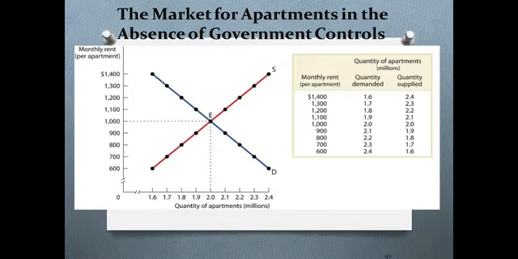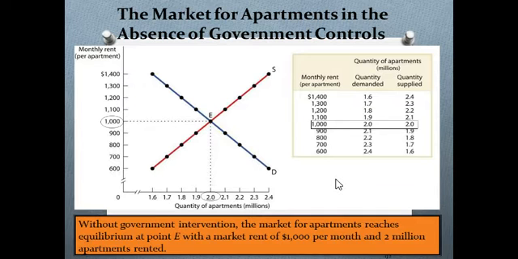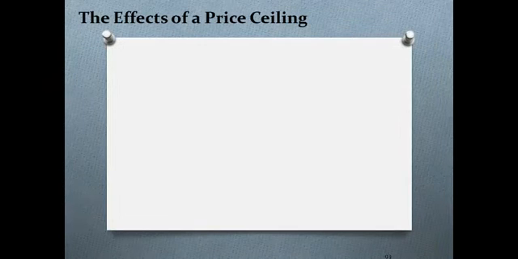So in theory, when the market is doing its thing, this is our equilibrium quantity: 2 million apartments at $1,000 a month. And over here, you see both a demand and a supply schedule, along with monthly rents. There is our equilibrium. Without government intervention, the market for apartments will reach equilibrium at point E with a market rent of $1,000 per month and 2 million apartments rented. So this is without government controls, the market just working its magic. Invisible hand at work. Let's look at what happens when a price ceiling is imposed.